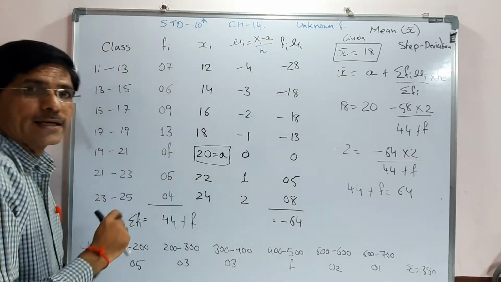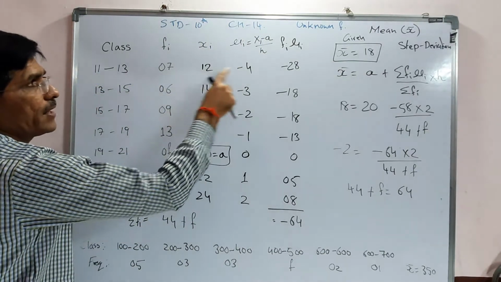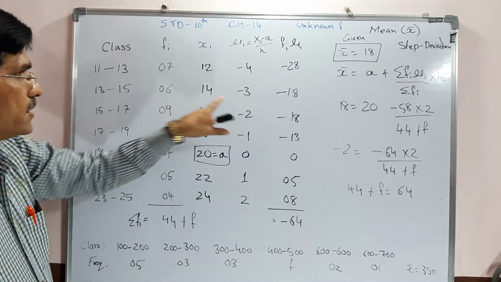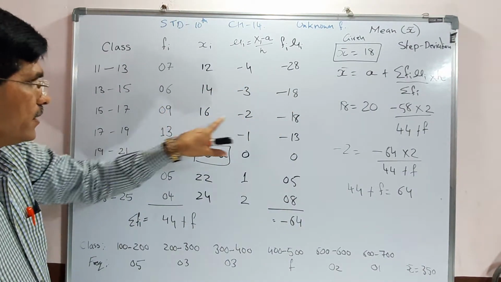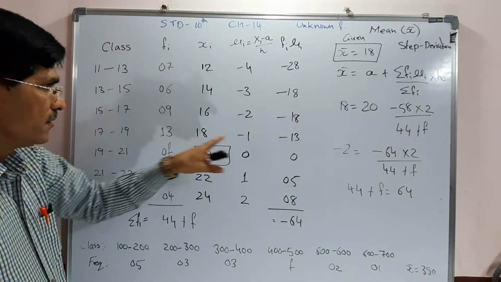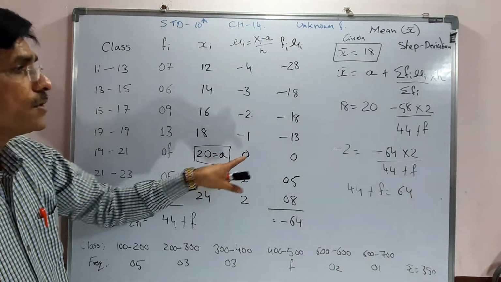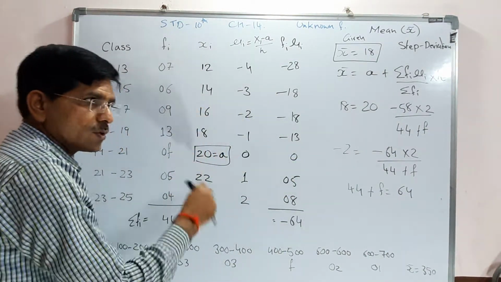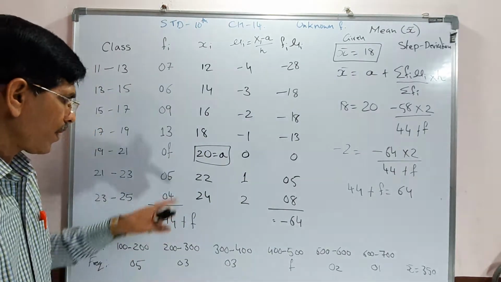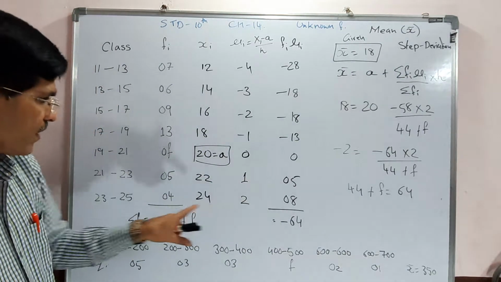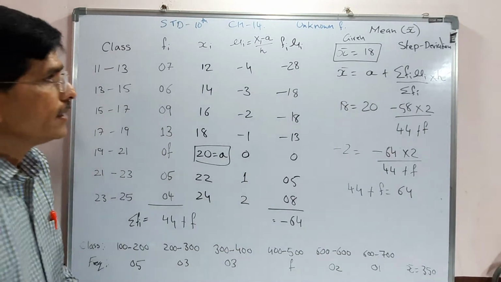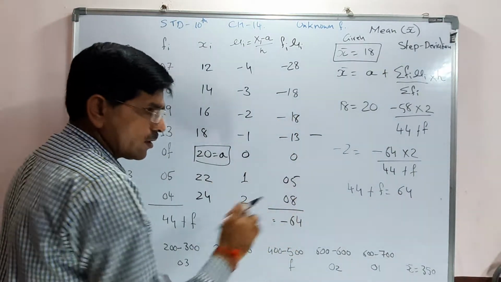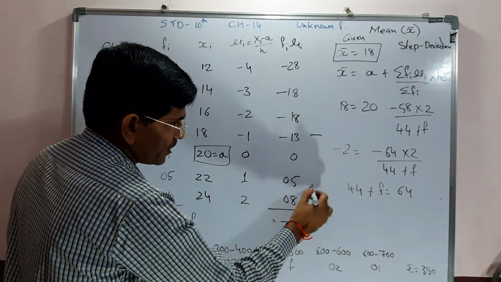Now fi ui, directly you have to multiply fi ui. So fi ui: 7 into 4 is -28, 6 into 3 is -18, 9 into 2 is -18, 13 into 1 is -13. f into 0 is 0. Otherwise it should be in multiplication form. 5 into 1 is 5, 4 into 2 is 8. Now all these are negative and these are all positive.